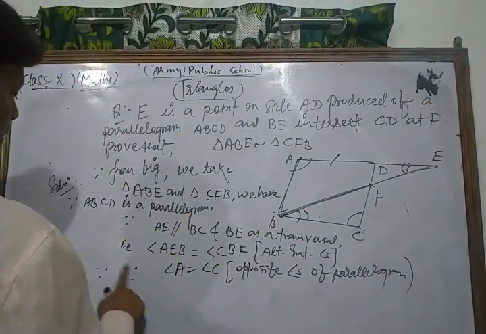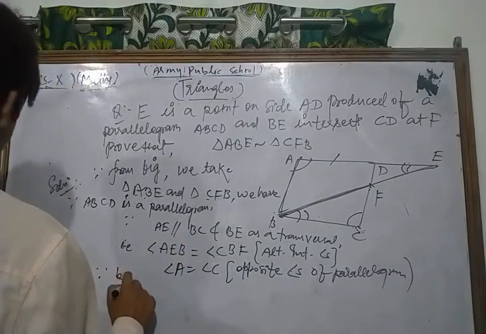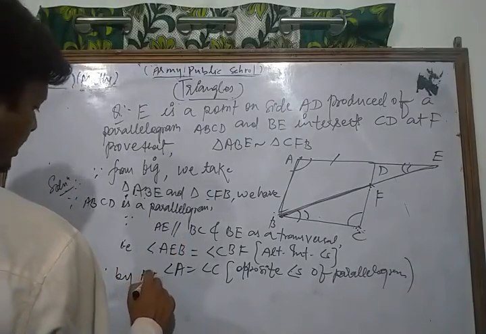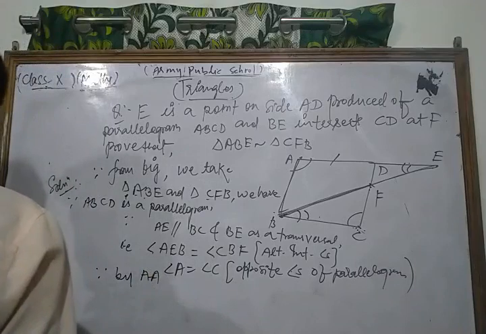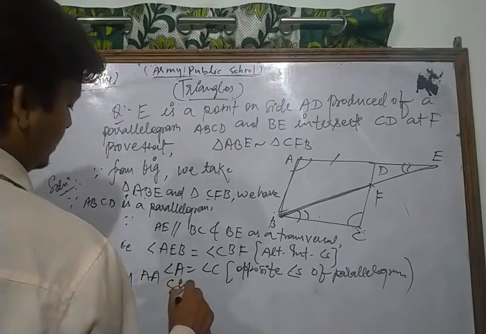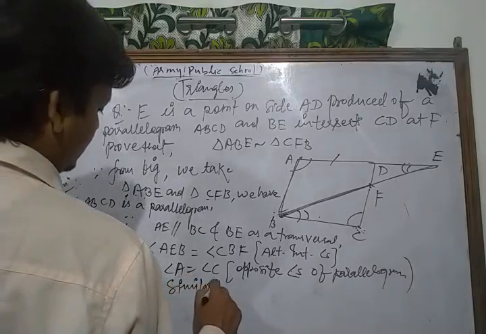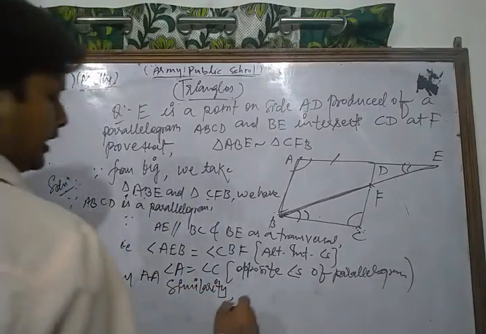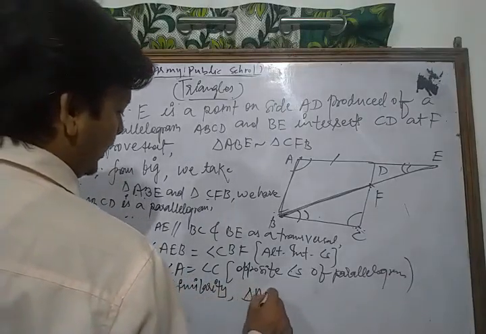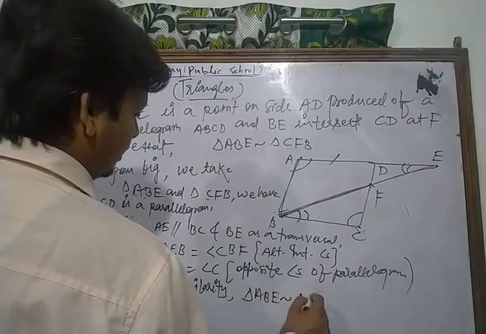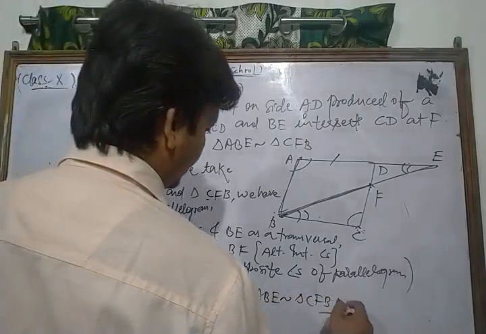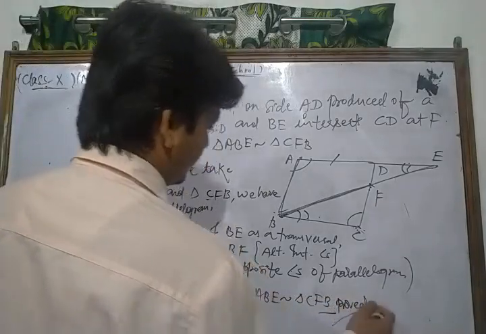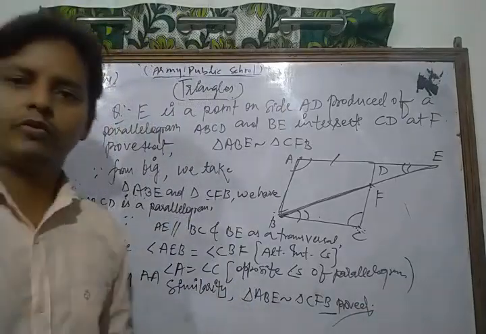Thus, by AA similarity, triangle ABE is similar to triangle CFB. Hence proved. Okay.